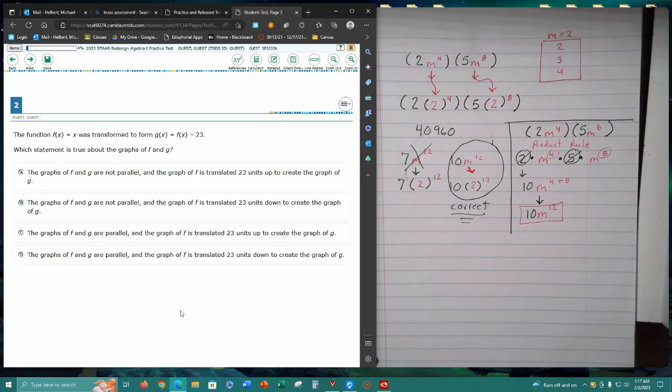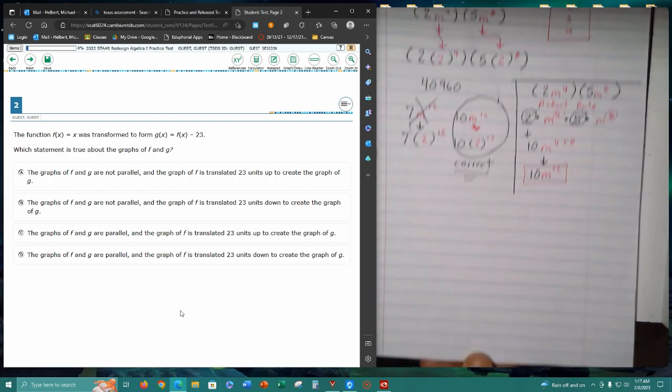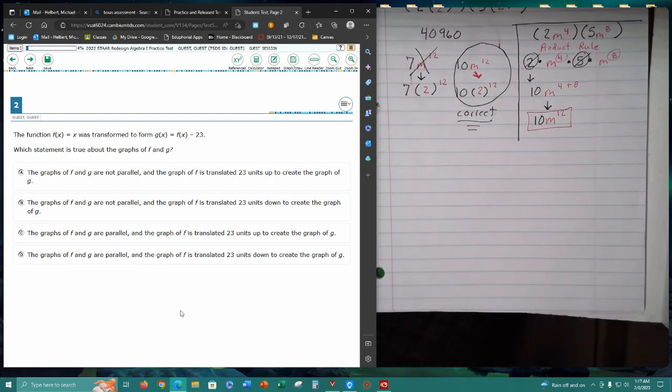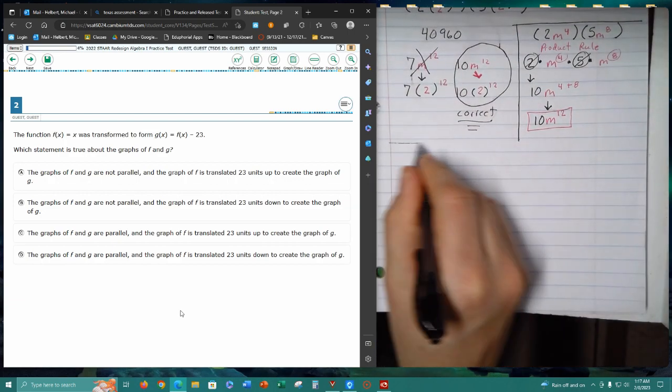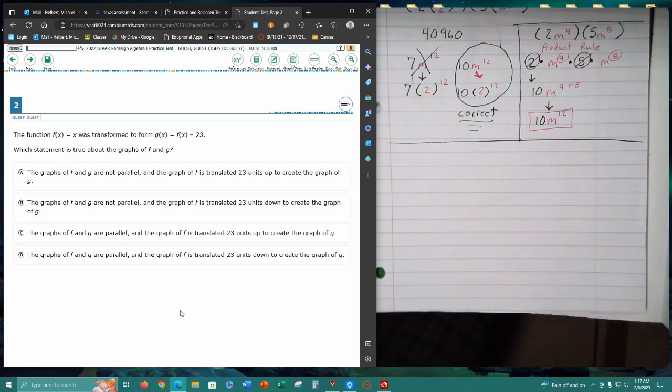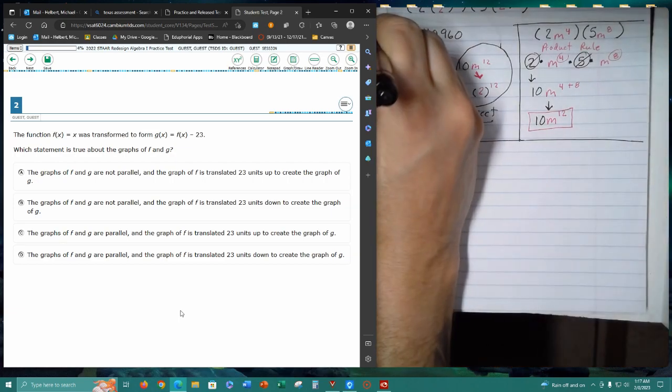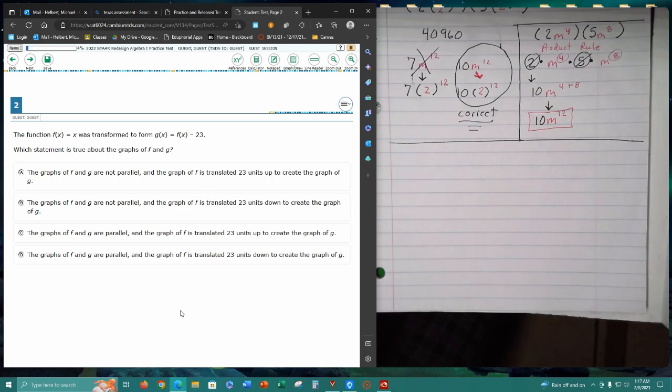Alright, in this problem here, I'm going to move this up. And draw me a line to separate our previous problem. That was for problem number 1. And what I'm going to do now is we're going to look at number 2. And notice it says the function f of x is equal to x was transformed to form g of x is equal to f of x minus 23. Which statement is true about the graphs of f and g?